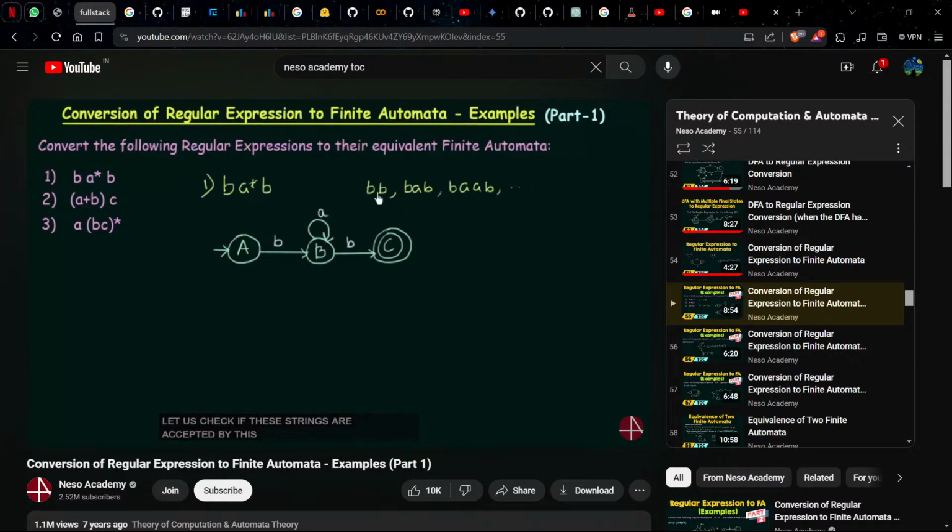So let's check if these strings are accepted by this finite automata. bb: starting from a, when b comes to this b, when the next b comes to state c, which is the final state. So this is accepted. Now bab, again comes to the final state. This is also accepted. b a a b: b, a, another a, and then b comes to the final state again. This is also accepted. So now we have successfully designed the finite automata for this regular expression b a star b.